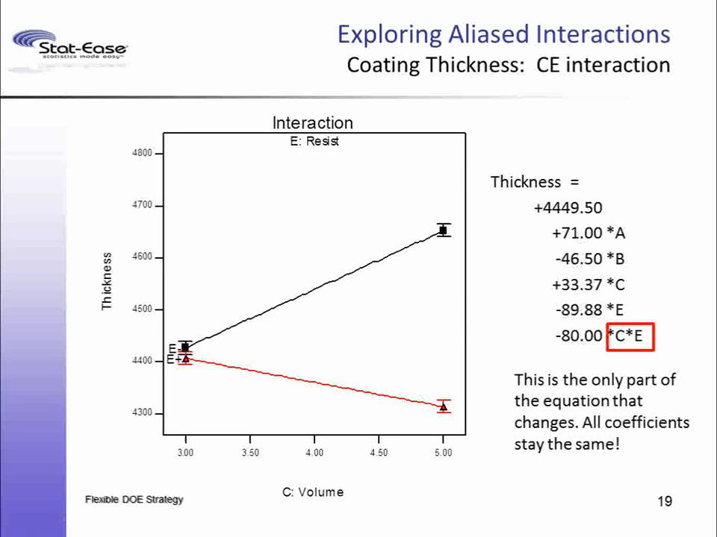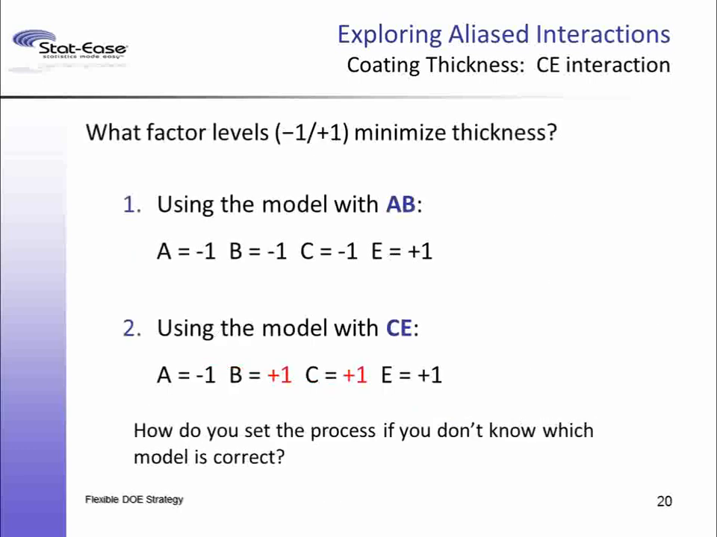When I teach this in live classes, I always sense that this is a bit of an eye-opening experience for people, and hopefully you're seeing the same thing, that you can't assume that because things are aliased, that means they're the same. The end results will not be the same. As a matter of fact, if we were trying to minimize this particular response and we use the model with the A-B interaction live, factor B would end up being set at its low level, and factor C would be set up at its low level to get the minimal thickness.